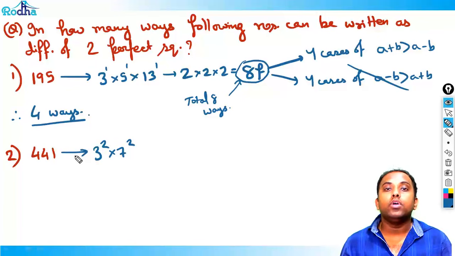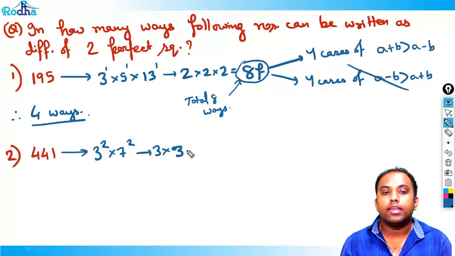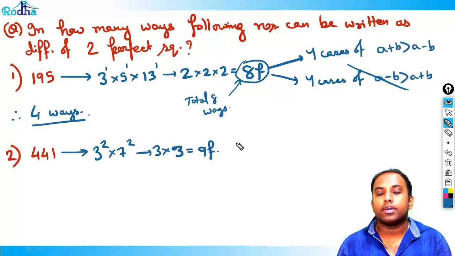We are doing all the odd numbers right now. I hope you could get it. We're not touching even numbers right now. So 3 squared into 7 squared. How many factors in total? 3 into 3, 9 factors. So what does 9 factors mean? A total of 9 ways.